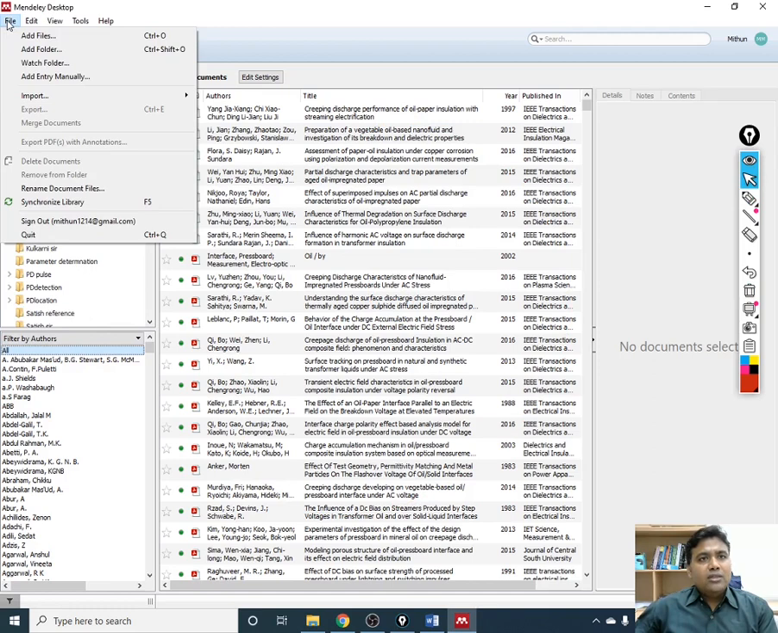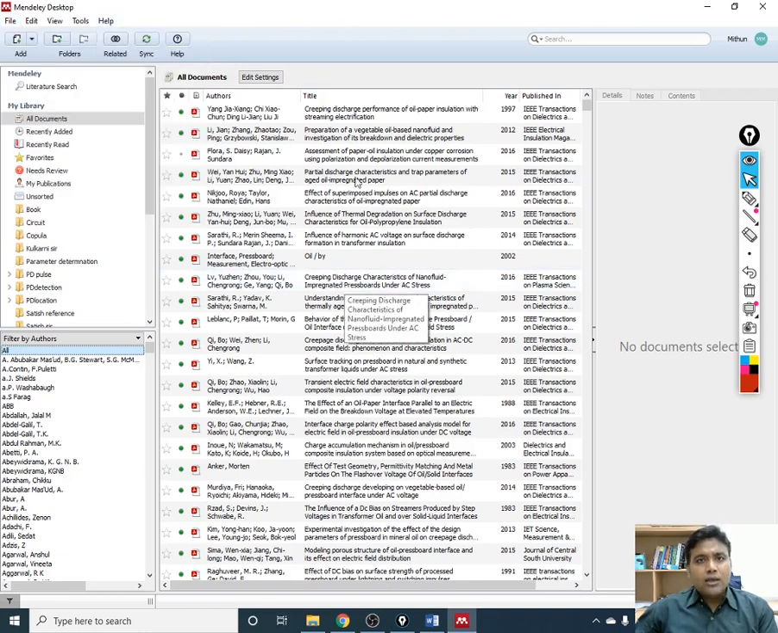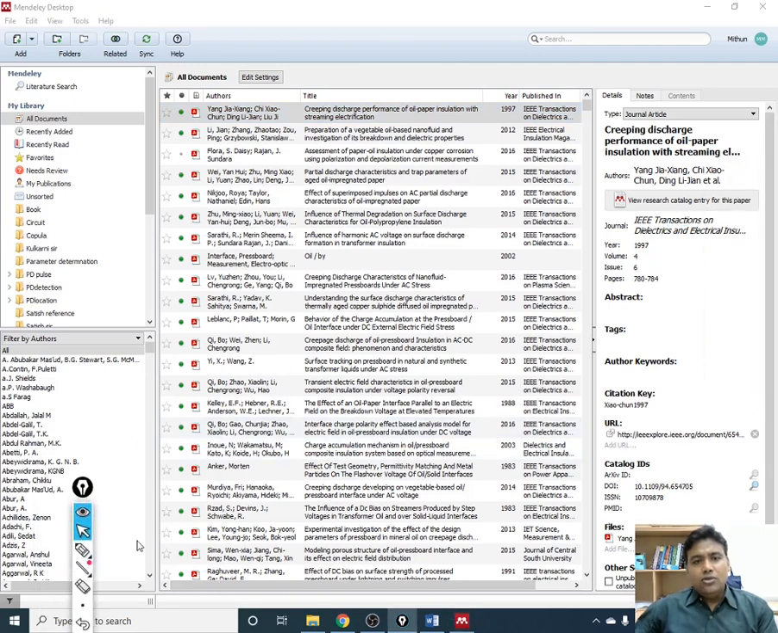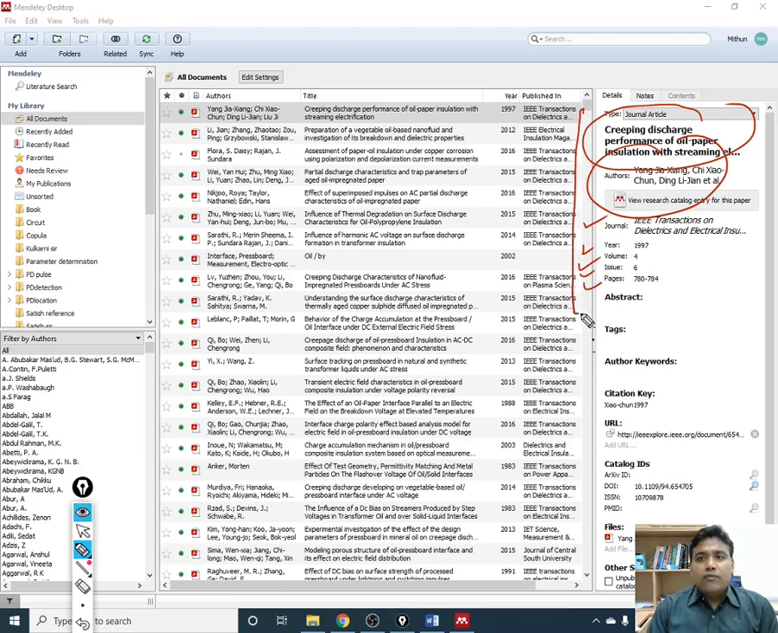So here if you go in the file menu, you can see that you can add files, add folder, watch folder, anything. So suppose I have added one of the papers. So here I have added multiple papers. If you click on one of the papers, then you will see that the paper details are coming on the right hand side. So here you can see that all details are coming. The title, the authors, the journal, year, volume, issue, and pages are coming. These are the main things of a paper.